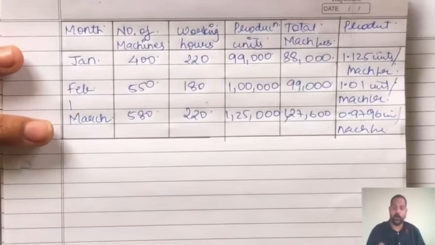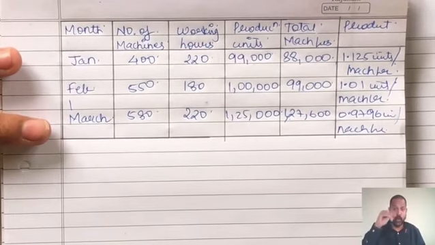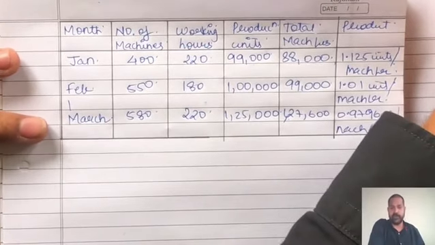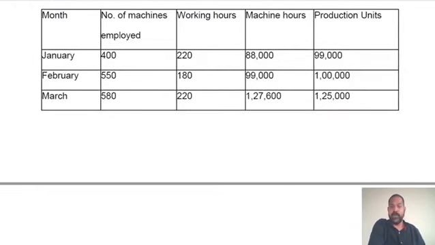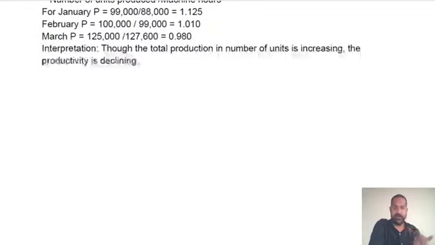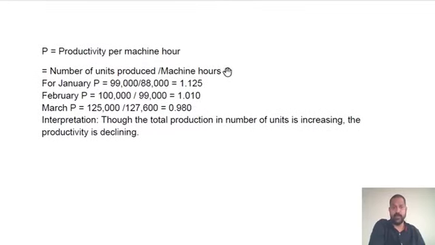I get less than 1 product. So if you notice, the productivity of my plant is gradually dropping. So the machine hour productivity is gradually dropping. Fine. Let's see what they have written. So they have not calculated the productivity in a table. They've calculated it separately. Well, I have also done the same, but I have done it in the table.